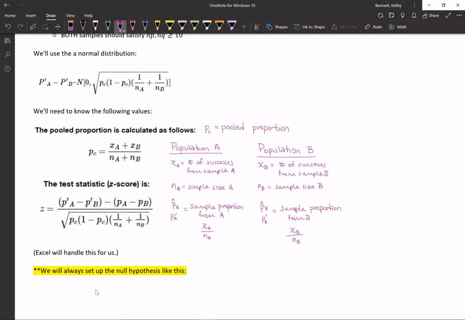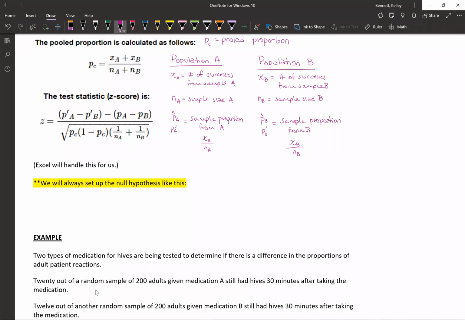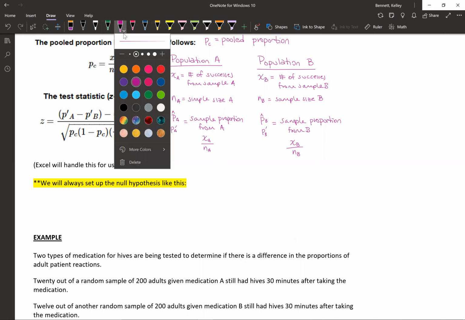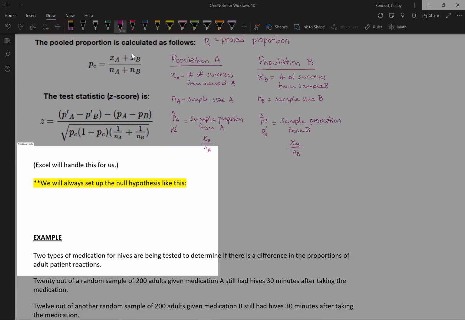And we're going to compute our test statistic and our pooled proportion and our standard error and all that good stuff. We're going to have Excel do that. But what we need to do is provide Excel with good information. So before we go through an example running through how to do that, let's figure out how we're going to set up our null hypothesis. And unsurprisingly, it's going to be really similar to how we did it for independent means, meaning that the null hypothesis is always going to be the assumption of no difference between the variables.